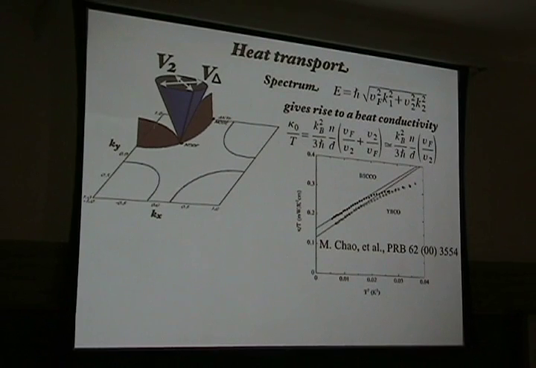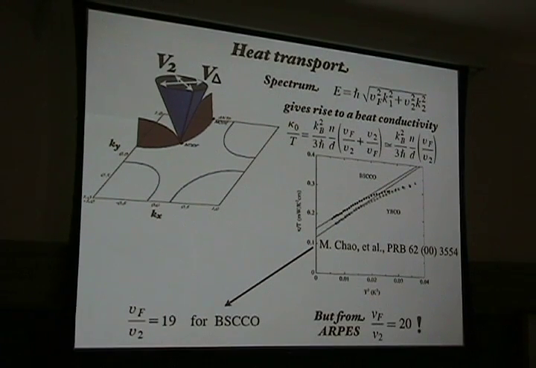At high temperature, of course, the spectrum does something else, so you can't tell. Okay, so this ratio they found for BISCO is 19. Of course, we had measured this ratio a long time ago, and it's also the same within error bars. So this is definitely a bulk probe. There's no question about it, and it goes down to very low temperatures. They go down to, I think, 50 millikelvin, down here. And you see this thing really works very well. Completely different measurement, completely different physical quantity. It all works together. Okay.